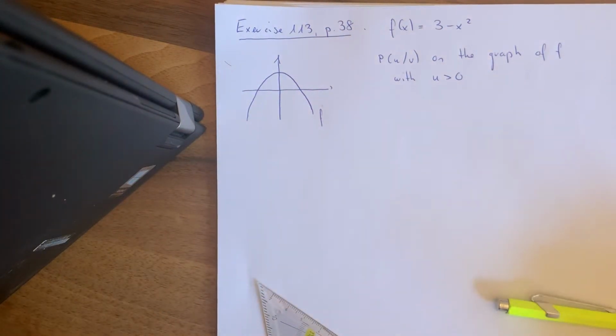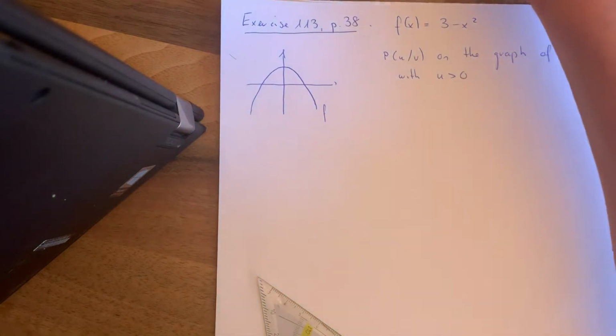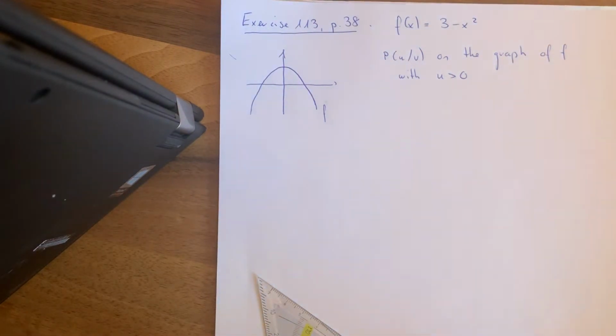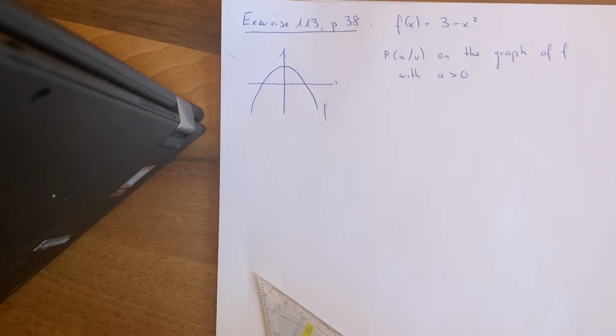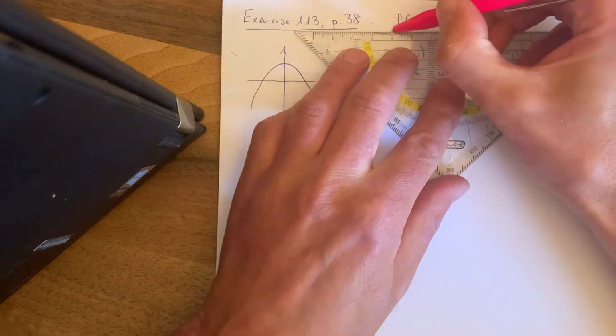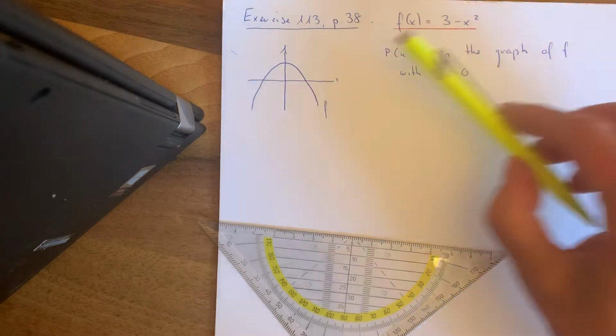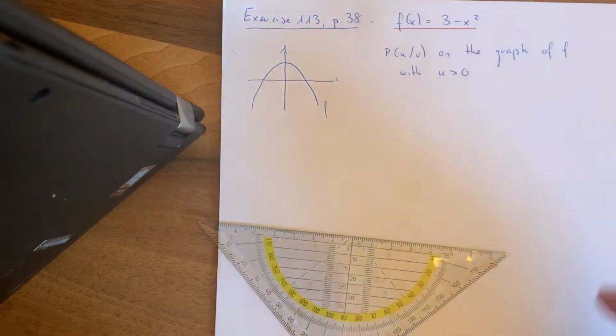Good morning. In this next video, I'm going to consider exercise 113, which is to be found on page 38. Once again, this exercise is a typical optimization problem involving the graph of a function. We are considering the following function here, f of x equals 3 minus x squared. Here you see a picture of the graph of that function.